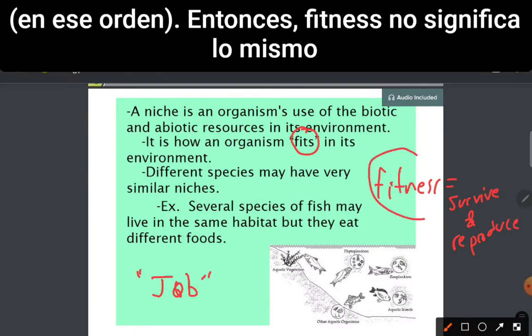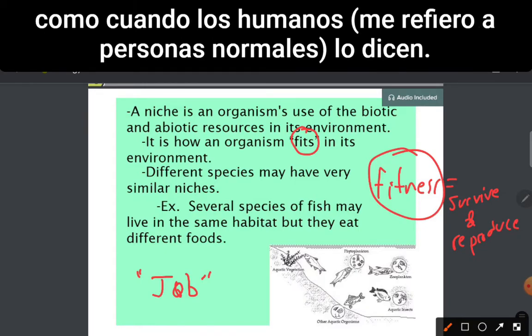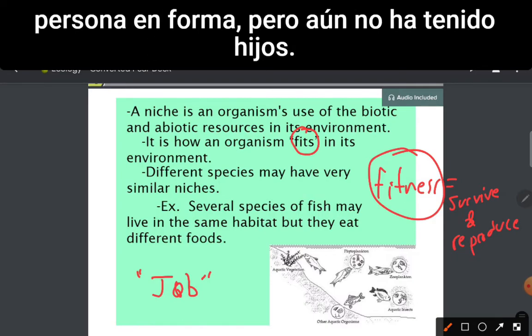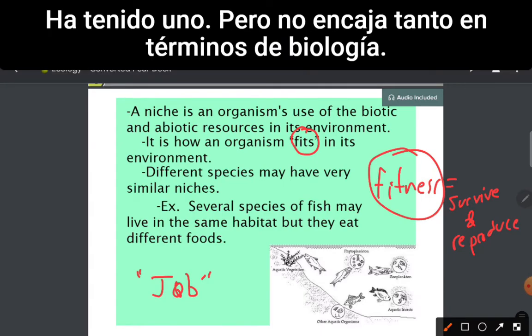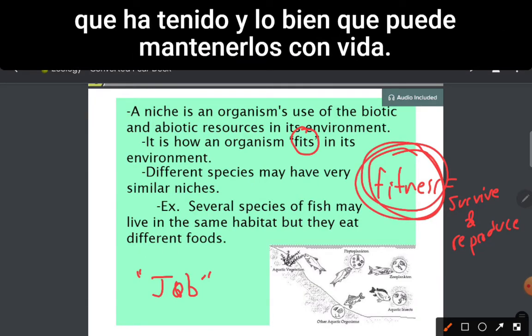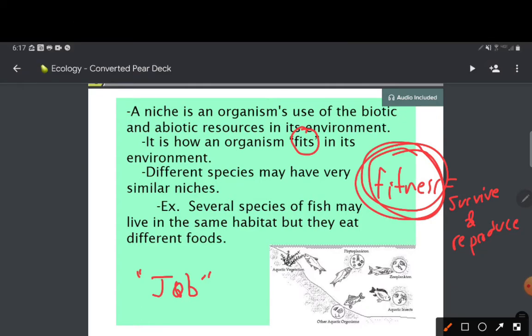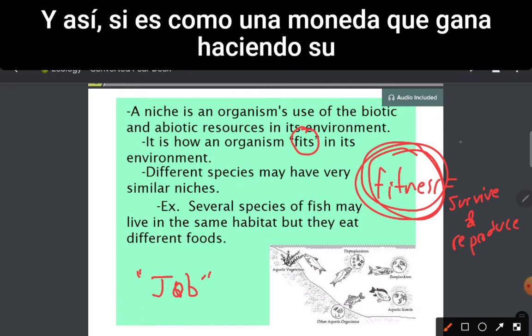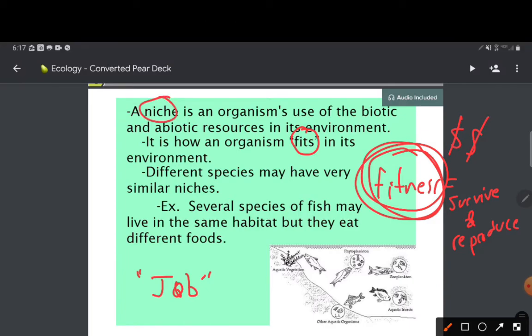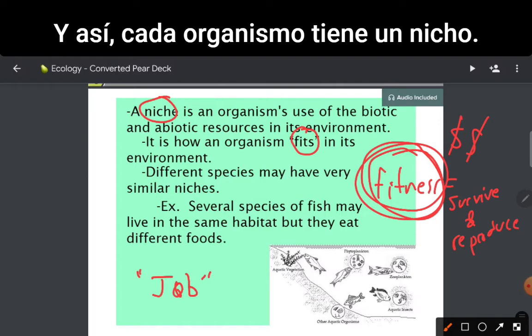And so fitness does not mean the same thing as when humans say it. So for example, everybody knows that Michael Phelps is a very fit person, but he hasn't actually had any kids yet. No, wait, he has had one. But he's not that fit in terms of biology. When we talk about biology, fitness just means how many kids you've had and how well you can keep them alive. And so if fitness is like a currency that you earn by doing your job, the niche is the job. And so every organism has a niche.